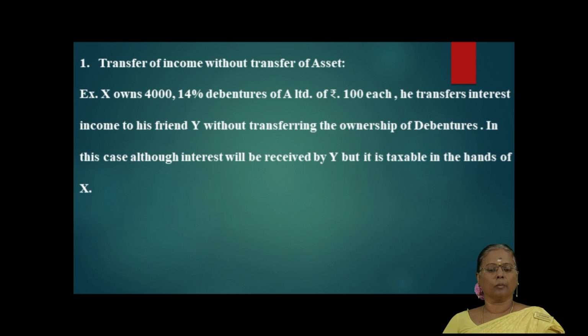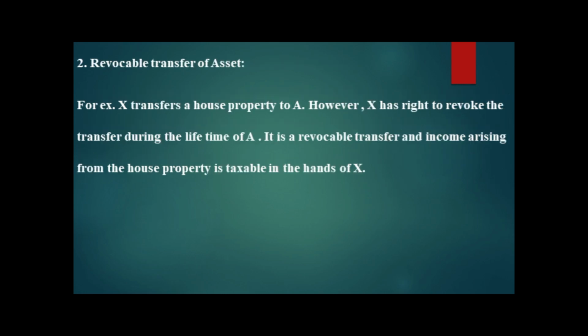Number 1. Transfer of income without transfer of asset. That means a person has transferred the right to receive the income alone, without transferring the ownership of the asset. In such cases, the income is taxable only in the hands of the transferor. For example, X owns 14% debentures of A Limited of rupees 100 each. He transfers the interest income to his friend Y without transferring the ownership of the debentures. In this case, although the interest will be received by Y, it is taxable in the hands of Mr. X.